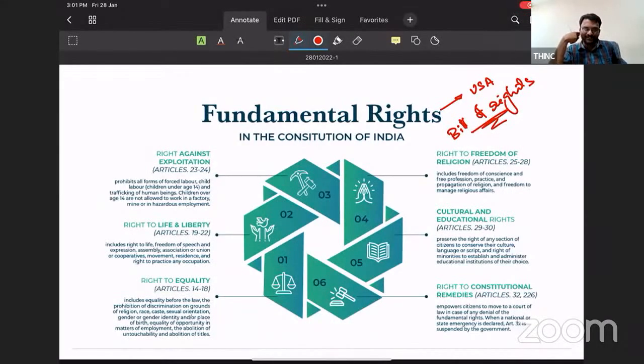So our constitution offers 6 different types of fundamental rights: right to equality, right to life and liberty, right against exploitation, right to freedom of religion, cultural and educational rights, and right to constitutional remedies. These are the 6 different rights. The number of articles is very important. Article 14 to 18 is about the right to equality.